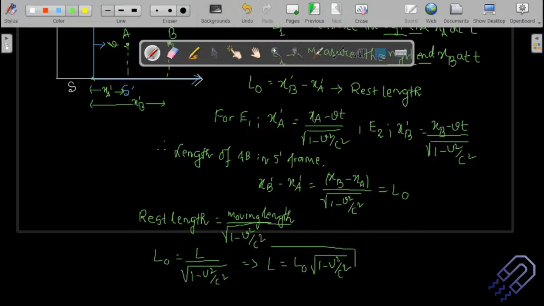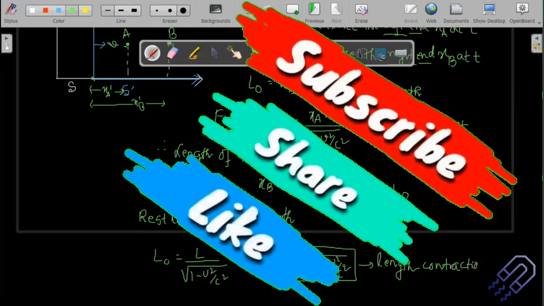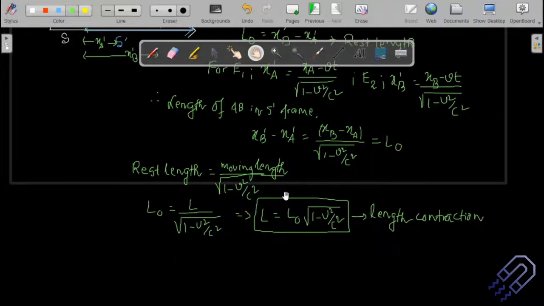So this relation that we have is called length contraction. There can be different kinds of numerical problems. I will test you with numerical questions maybe in the quiz or in the exam, but I'm not going to give you complicated questions, rest assured. The questions will be quite straightforward, but you have to understand the concept here and use the formula.